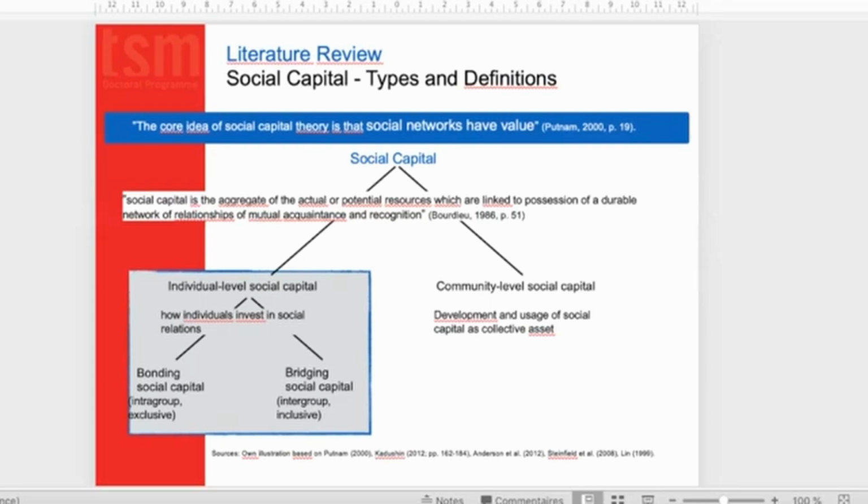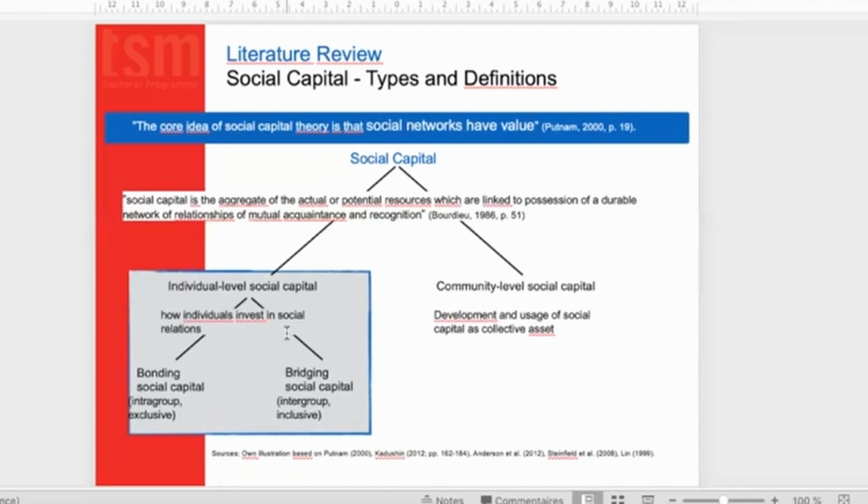Social capital is an aggregate of actual or potential resources linked to the possession of a durable network of relationships of mutual acquaintance and recognition. This is Bourdieu's definition. You can distinguish between community-level social capital, based in a collectivity, a collective asset, but on Facebook we are more on individual social capital, which is how individuals invest in social relations. And there are two types of social capital.